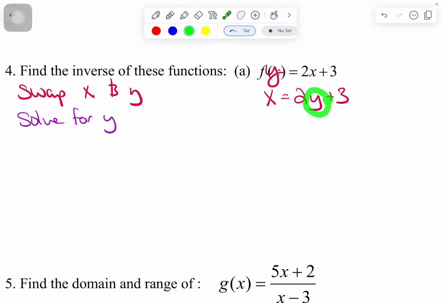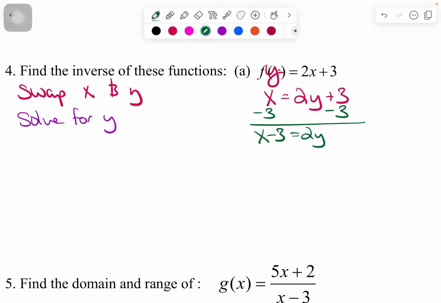So right now, y is attached to two things. There's a multiply by 2 and an add 3. The add 3 is the first thing that needs to go. So we're going to go ahead and subtract 3 from both sides. So x minus 3 is equal to 2y. And then let's go ahead and divide both sides by 2 to get y completely by itself. So x minus 3 over 2 is equal to y.